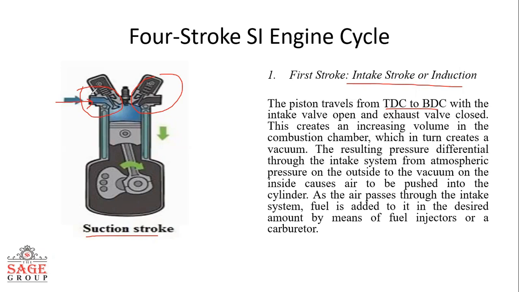As this air passes through the intake system, the fuel is added to it in the desired amount to create the proper proportion of air and fuel mixture by means of a fuel injector or carburetor, and finally this air-fuel mixture enters our combustion chamber as a working fluid. So this is the first stroke in a four-stroke SI engine.